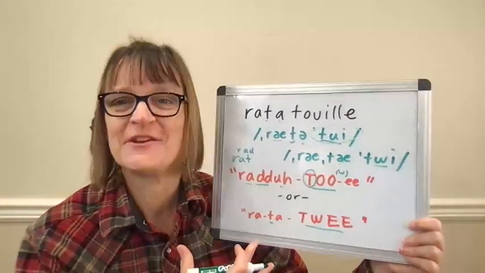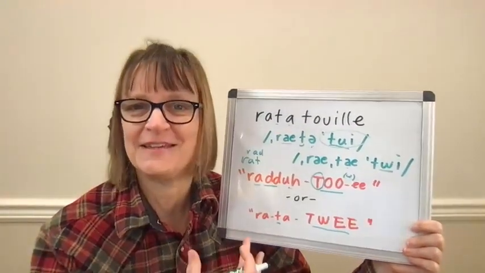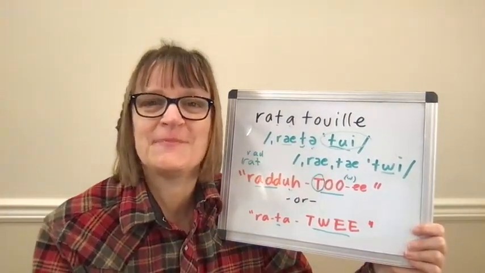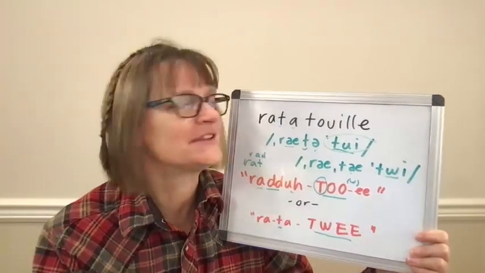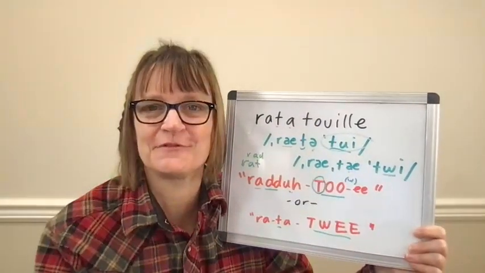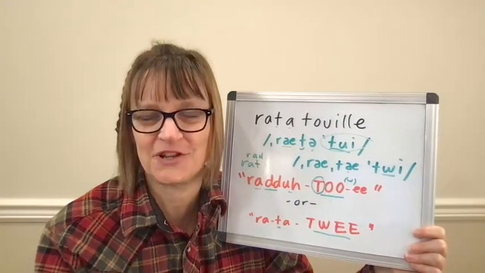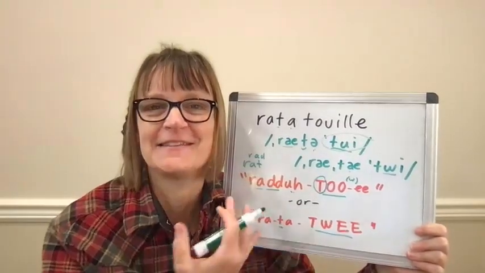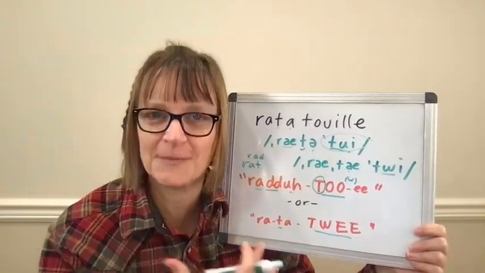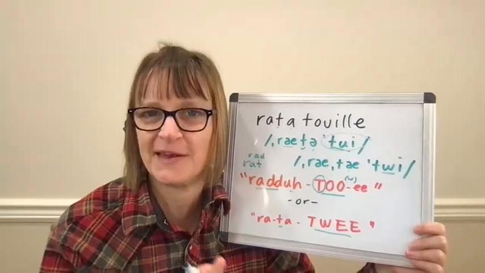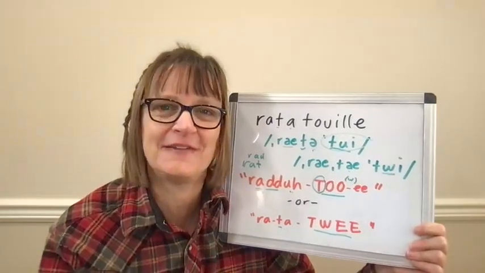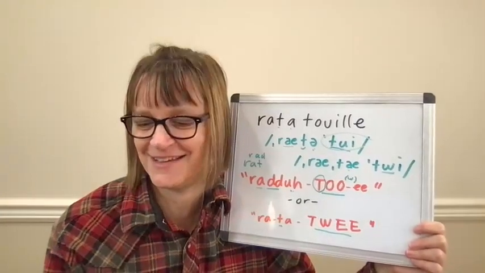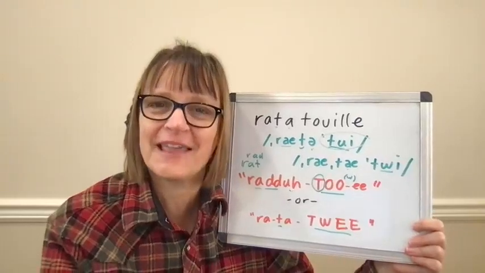So let me know what you think, how you say ratatouille. Do you say it the first way or the second way? And what do you hear around you? It may be that there are regional differences, and of course this comes from the French, which has a different pronunciation as well. So I think these different pronunciations represent the fact that when words come into our language from other languages, depending on when they came into English, they may have different pronunciations based on people's ability to approximate the French word.